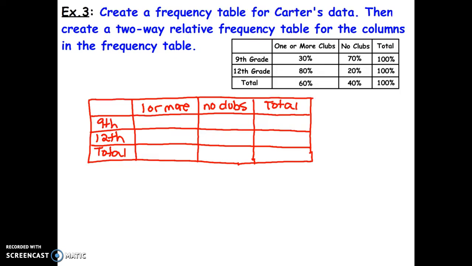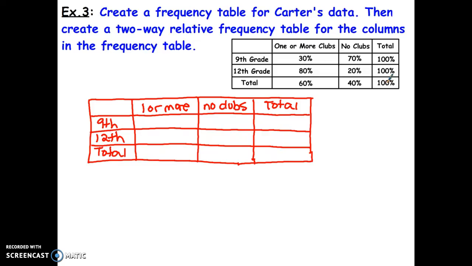Okay, so what we're given, this is a relative frequency table by row. That means that the denominator for each fraction was whatever the total was for each row. Okay, now we're going to have to work backwards and come up with a plain old regular frequency table.